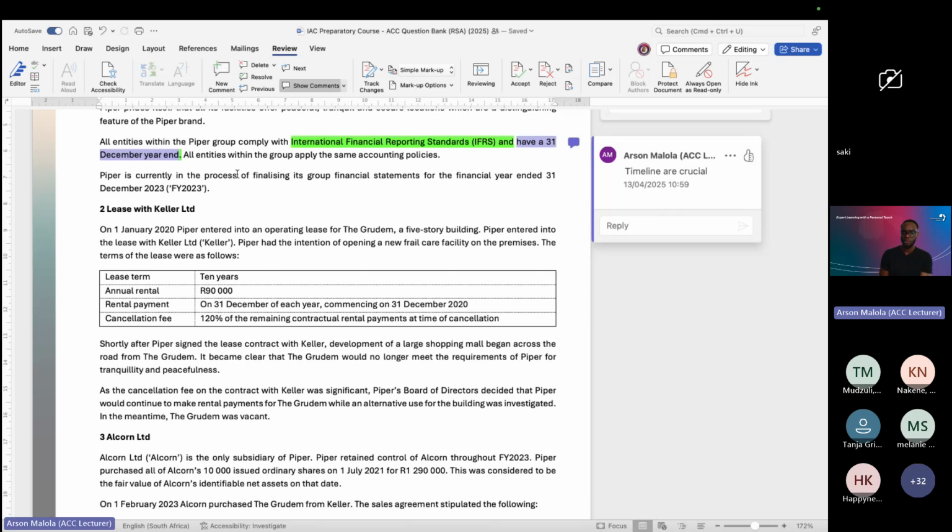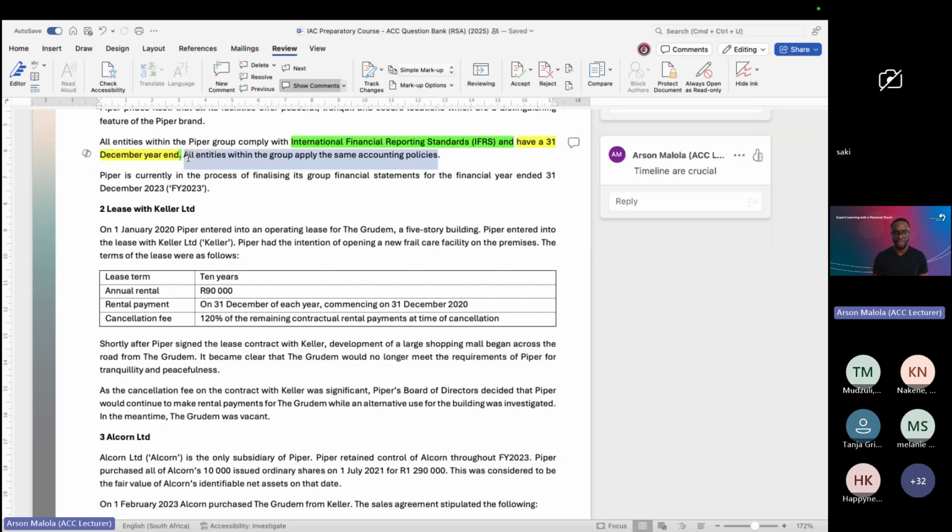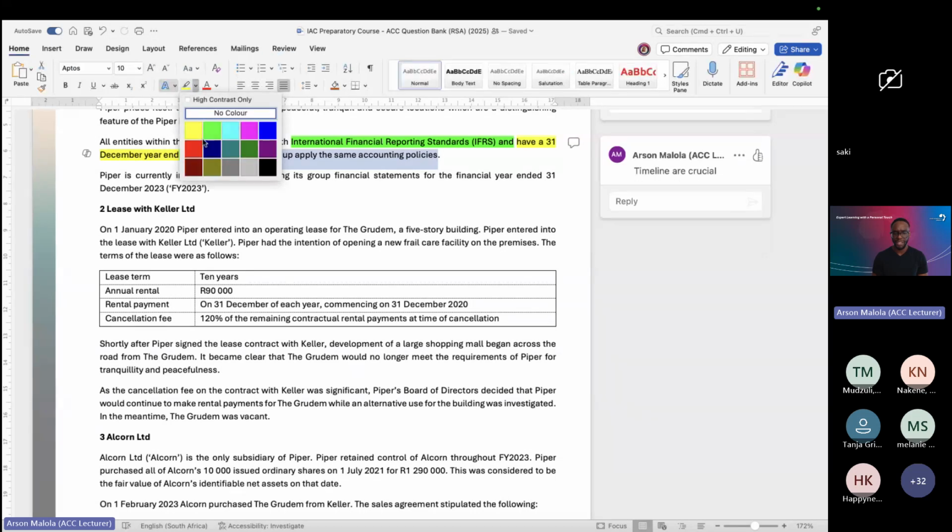And all entities within the group apply the same accounting policies. So again, back to the point of developing with the question, this is very clearly another strong trigger that accounting is probably going to be an important theme in this particular question.